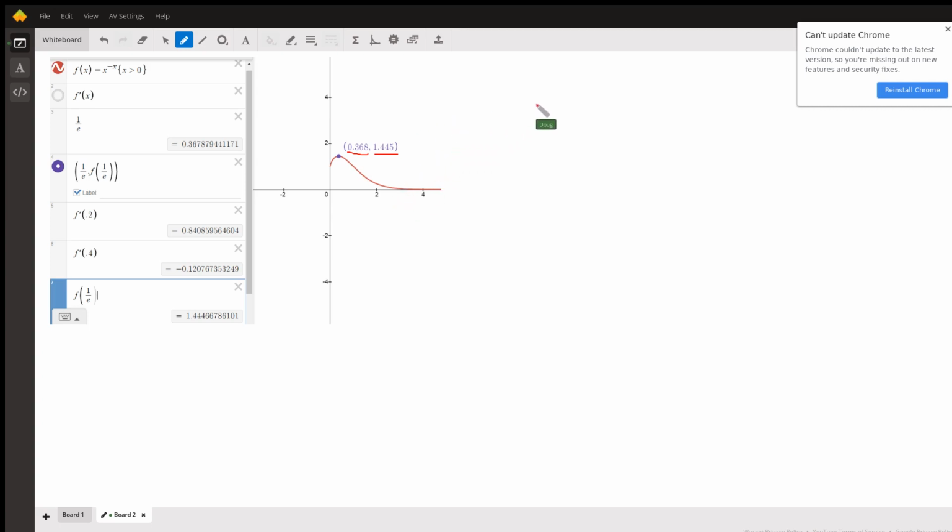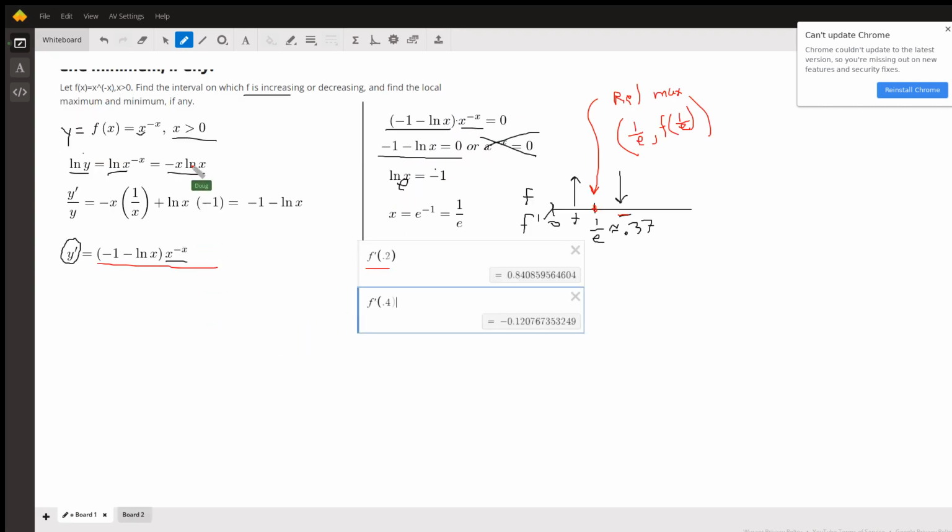Okay, so we needed to use logarithmic differentiation to get the derivative because we have a variable raised to an exponent that also contains the variable.